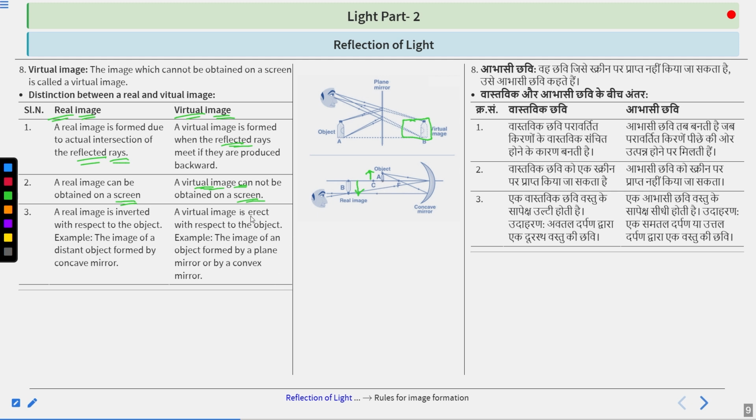A virtual image is erect with respect to the object, which means if the object is in the upward direction, the image will also be in the same direction. For example, the image of an object formed by a plane mirror or by a convex mirror. So remember, a real image is always in the opposite direction, and a virtual image is always in the same direction, or erect.